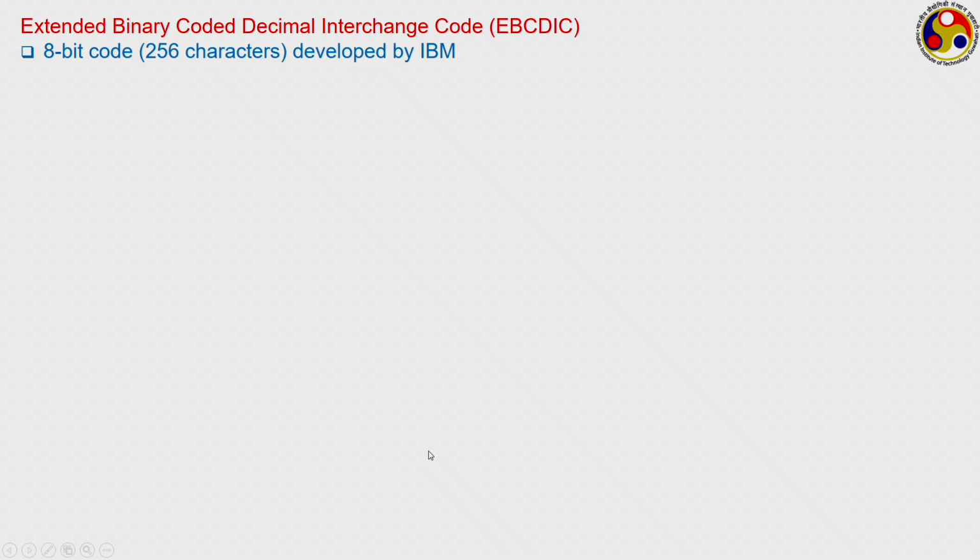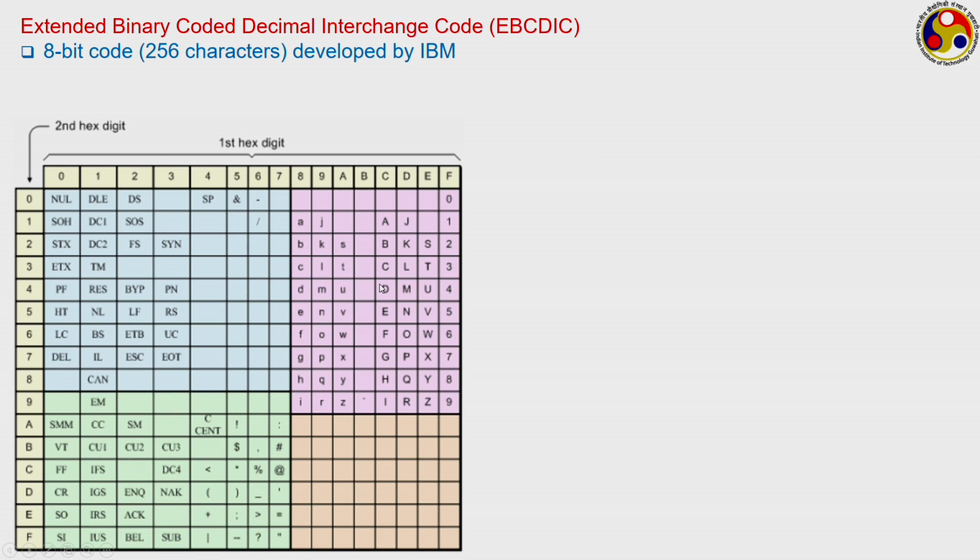Another character set that is quite commonly used is EBCDIC, or Extended Binary Coded Decimal Interchange Code. It is an 8-bit code, so it can represent 256 characters using its binary format, and it was developed by IBM. Generally it finds application in IBM machines and by certain other companies, but strictly speaking its application is more restricted to IBM machines only. This is a kind of representation.